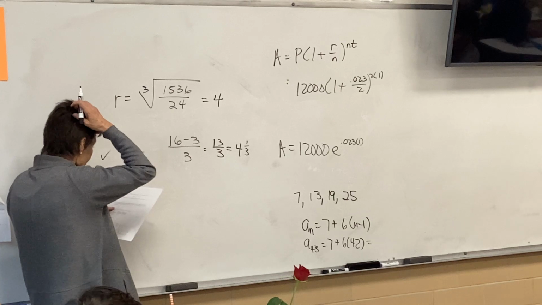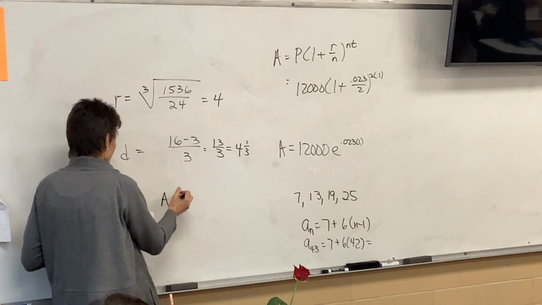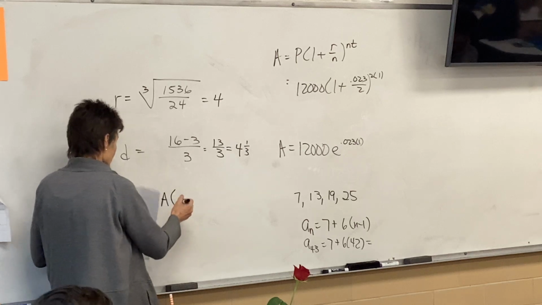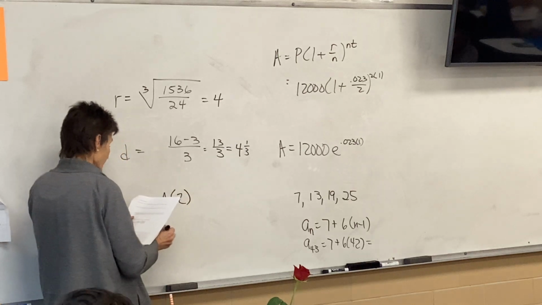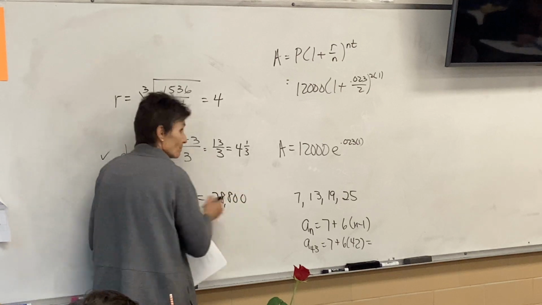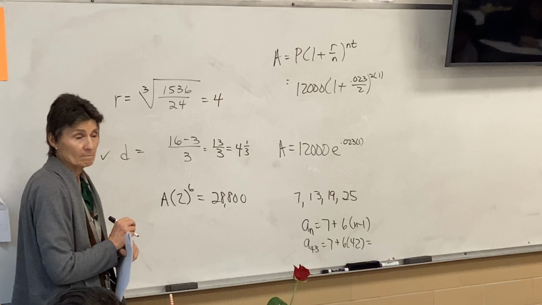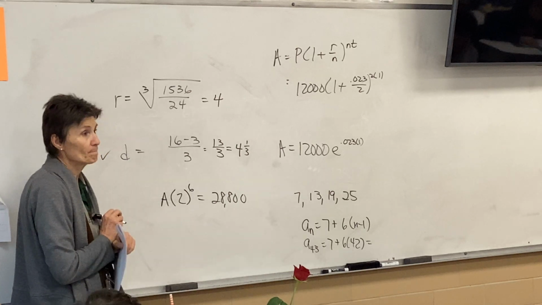Letter I. I don't know how many books I had in the beginning, I'll call it A, but I know they're doubling every year, and I'm doing it for 6 years, and I have to end up with this number. Does that look about right? For problem I?